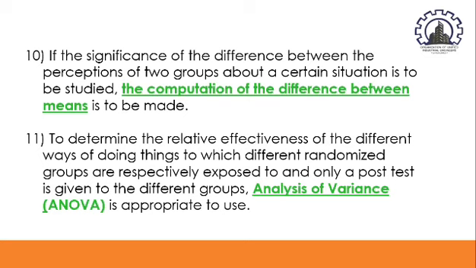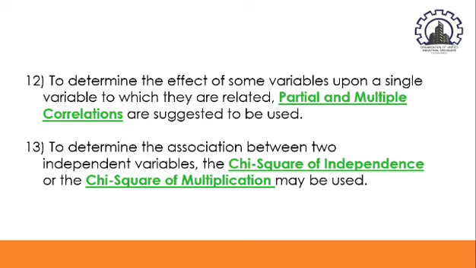And number 12, to determine the effects of some variables upon a single variable to which they are related, partial and multiple correlations are suggested to be used. For example, the question is, which is most related to the passing of a licensing engineering examination: college achievement grades, or percentile ranks in aptitude tests, general mental ability tests, vocational and professional interest inventory, or national college entrance examination? The process of partial and multiple correlation will reveal the pure and sole effect of each of the independent variables upon the dependent variable, the passing of the licensing examination.